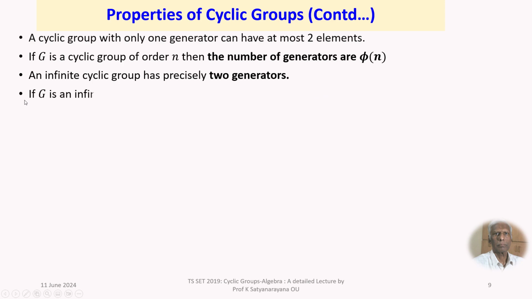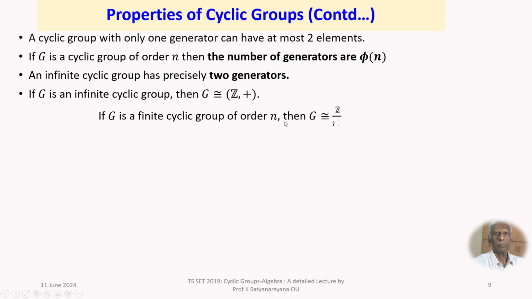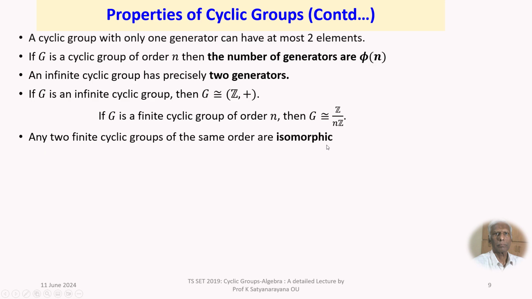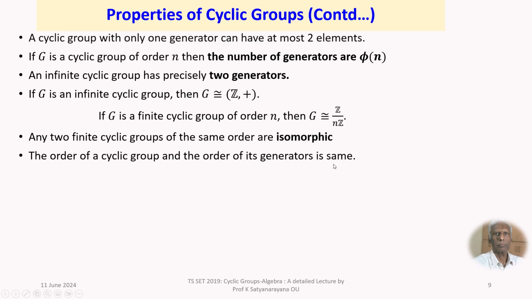Now if G is an infinite cyclic group, then G is isomorphic to Z under addition. Any infinite cyclic group is isomorphic to Z. And if G is a finite cyclic group of order n, then G is isomorphic to Z by nZ, namely Zn. So these are the 2 characterizations of cyclic groups. And any 2 finite cyclic groups of the same order are isomorphic. It's very simple. The order of a cyclic group and the order of its generators are the same.